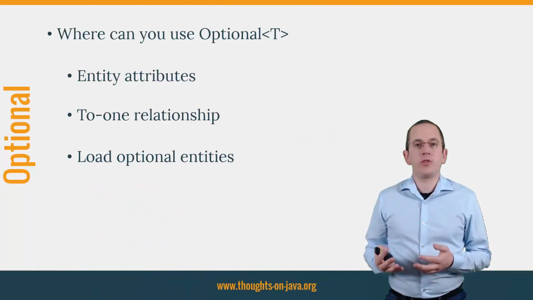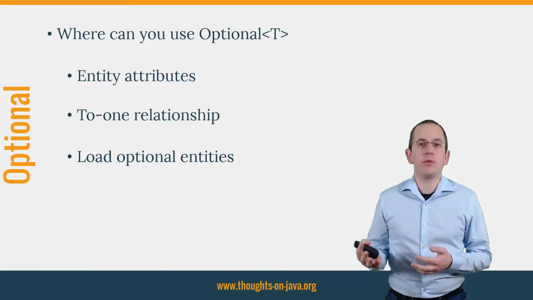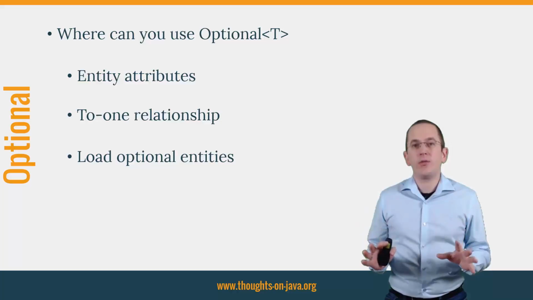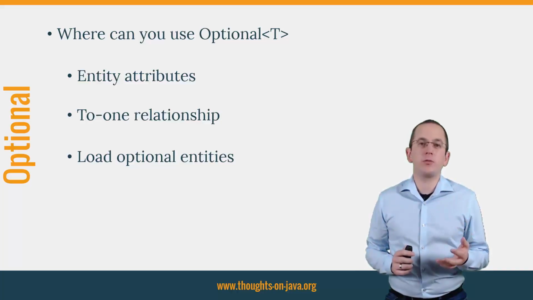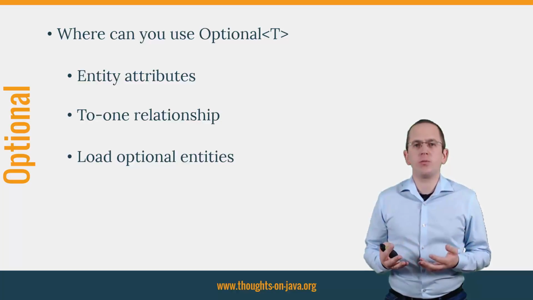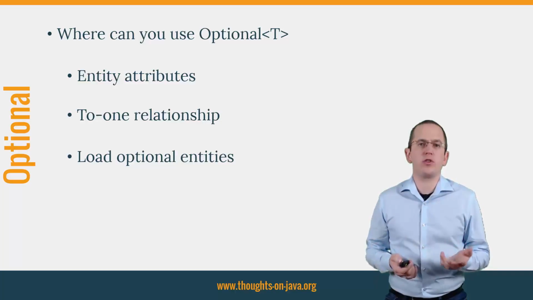Optional entity attributes and relationships are quite common. They use null to represent a missing value. That's fine from a persistence point of view, but it makes the domain model uncomfortable to use. You have to know that an attribute or a relationship is optional, and you have to learn it from the specification or a Java comment.